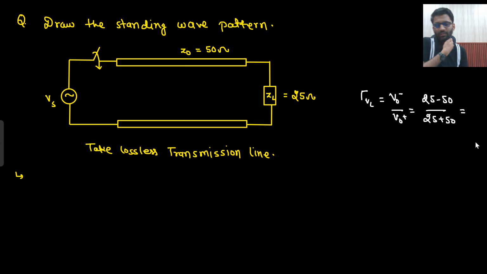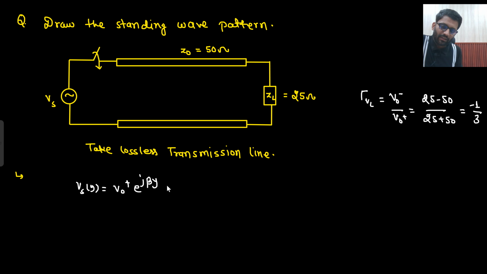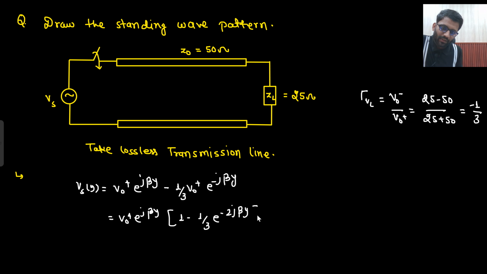So minus 1 by 3, right? So this is your minus 1 by 3. Now I will write down my VSY equation directly. What would it be? V0 plus e to the power j beta y minus 1 by 3 V0 plus e to the power minus j beta y. So V0 plus e to the power j beta y times 1 minus 1 by 3 e to the power minus 2j beta y. Okay, this is my VSY.